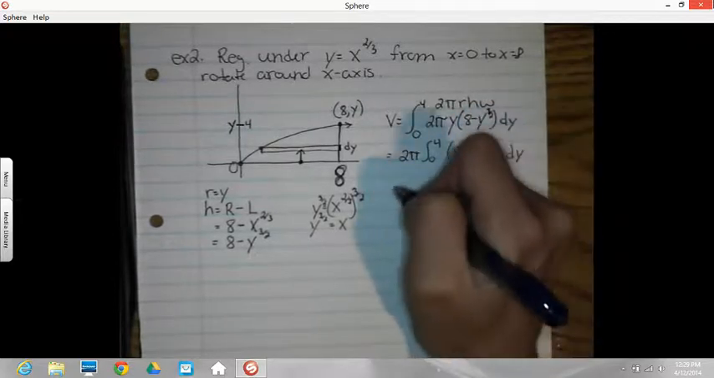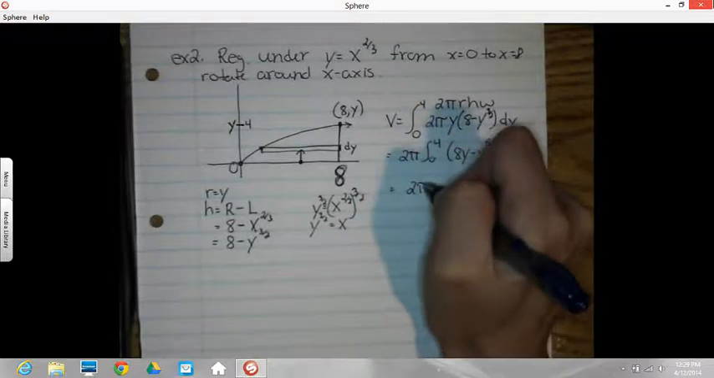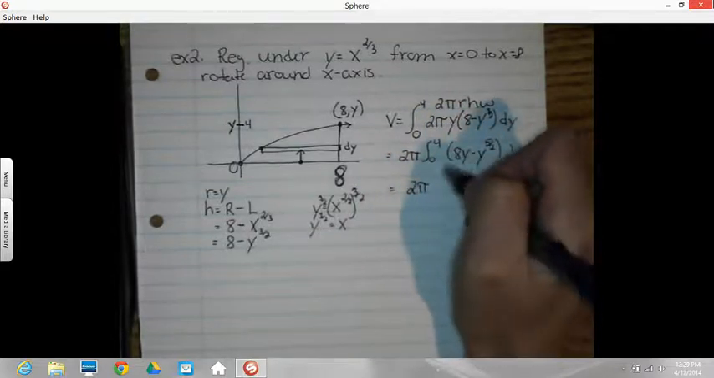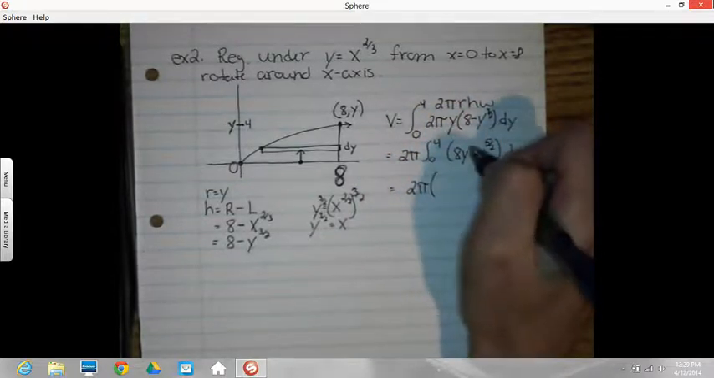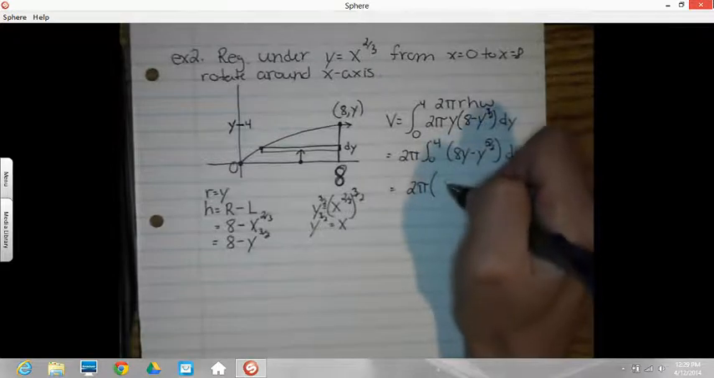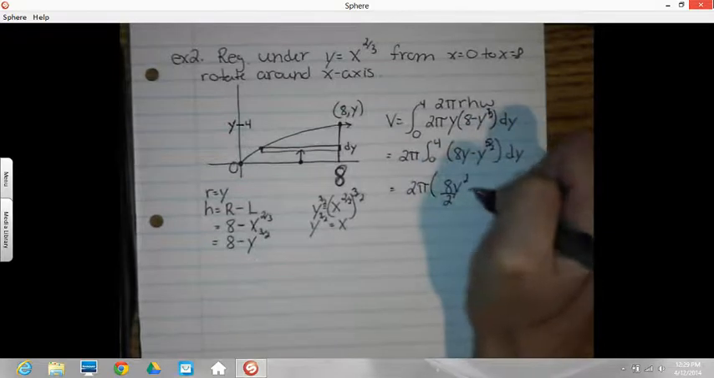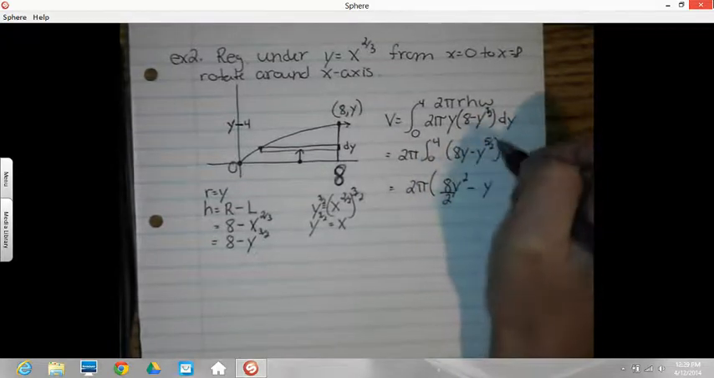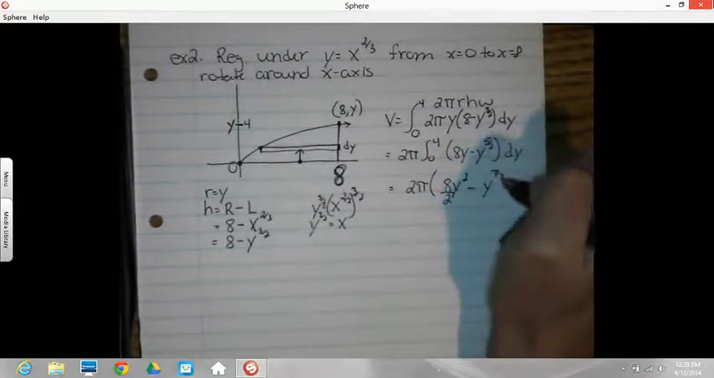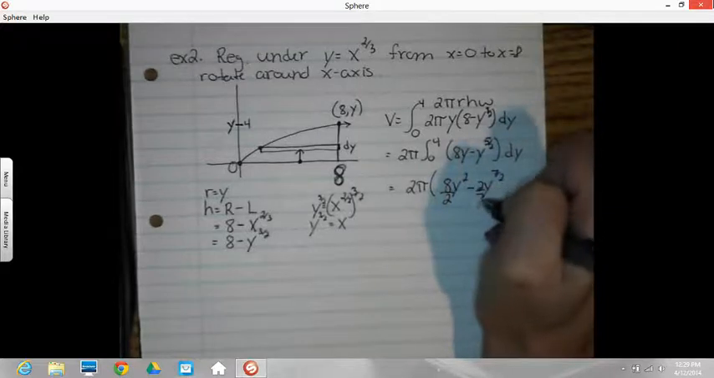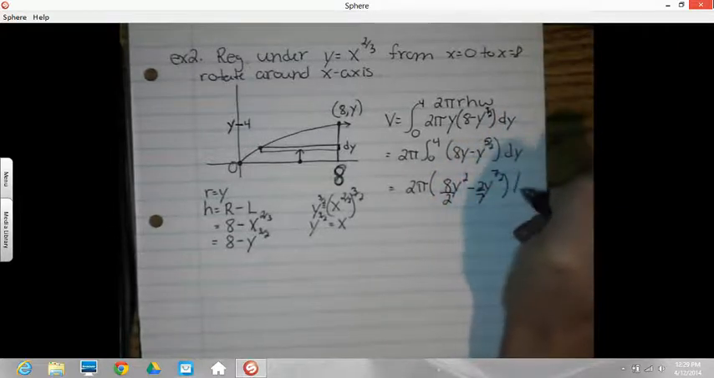Now integrating, 2 pi. Each term add 1 to the exponent. That's going to give me 8y squared times a half minus y to the, it'll turn into 7 halves, times 2 sevenths, from 0 to 4.